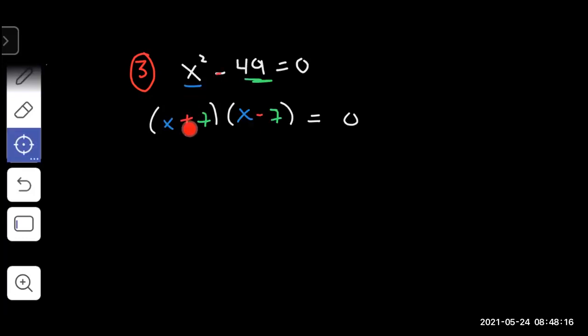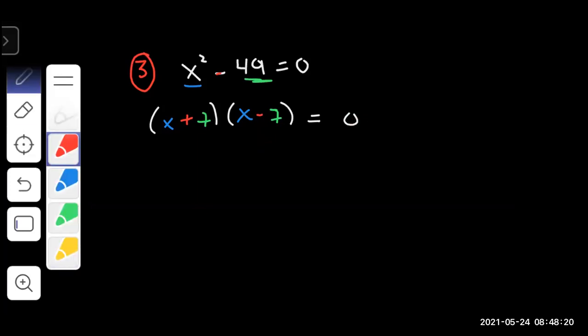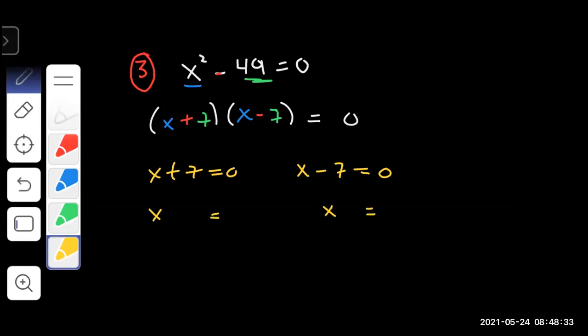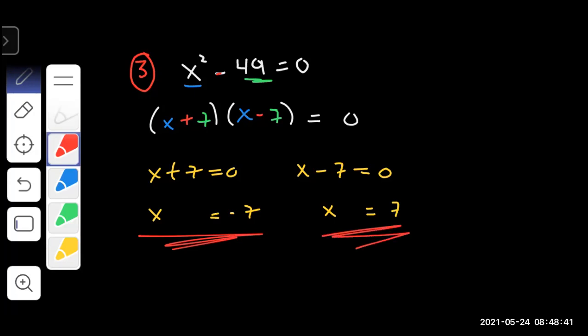And then, guys, what property do we have to use? The 0 property. Okay, this is exactly the same. Okay, x plus 7 equals 0. Then x minus 7 equals 0. And then x is going to be what, guys? Can someone tell me what the solutions are? -7 and +7. X equals 7. Thank you. I like when I don't understand you because everyone is participating. Thank you very much. That is -7 and 7.